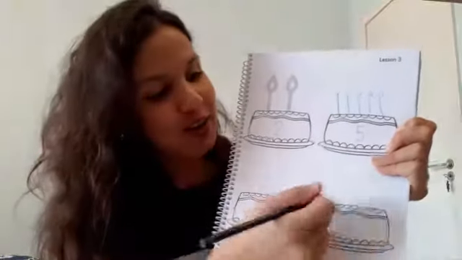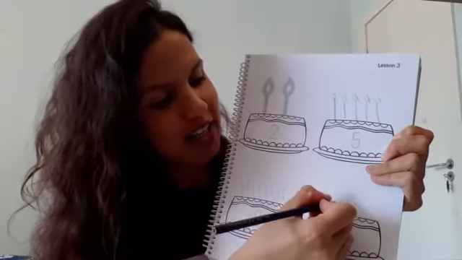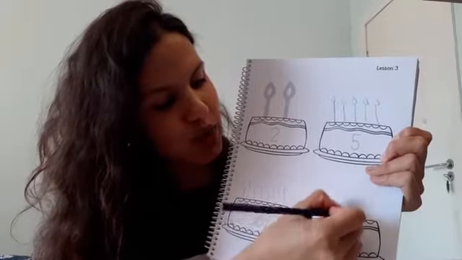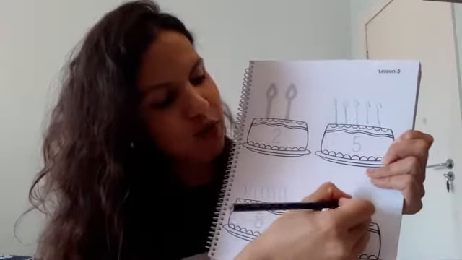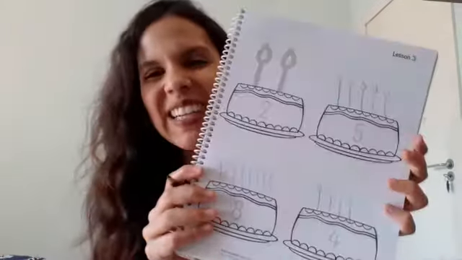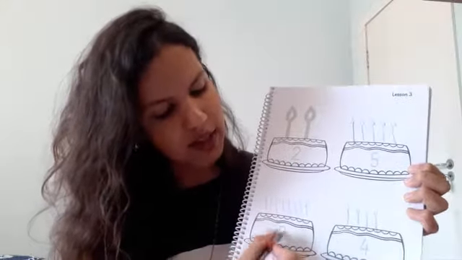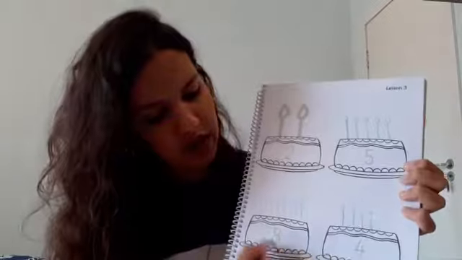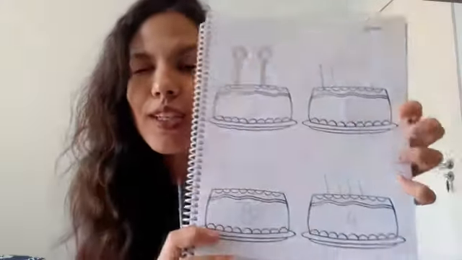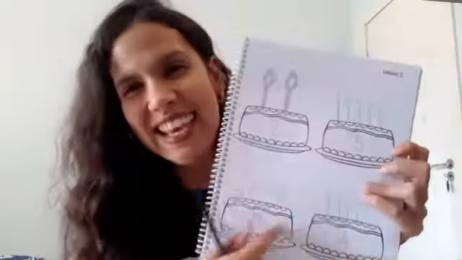4. So, 1, 2, 3, 4. Very good. Now, color this page. Let's color this page. Color. Faça colorido bem bonito aí nos cakes.